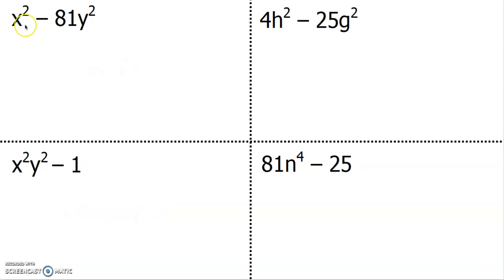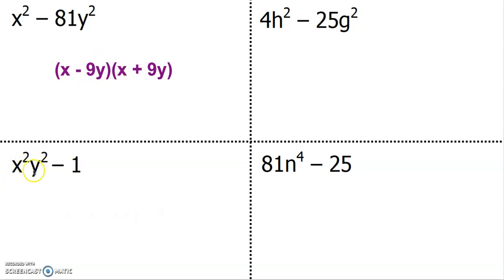Next, we have x squared minus 81y squared. First, check to make sure it's a difference of squares. I have the negative, so that's the difference. X squared is x times itself. 81y squared would be 9y times itself, which means my two binomials have an x and 9y, and then opposite signs.